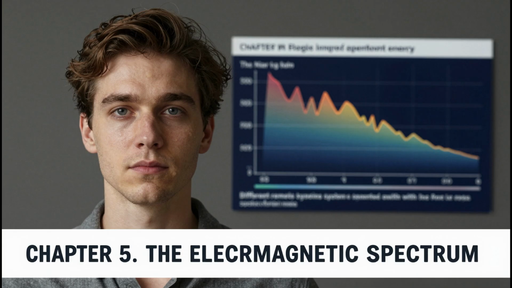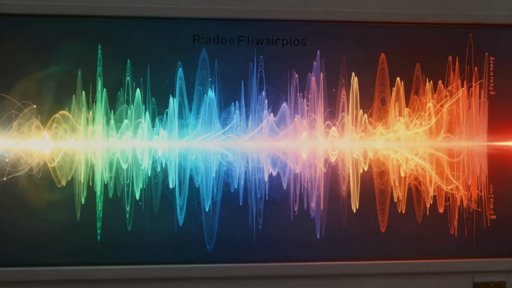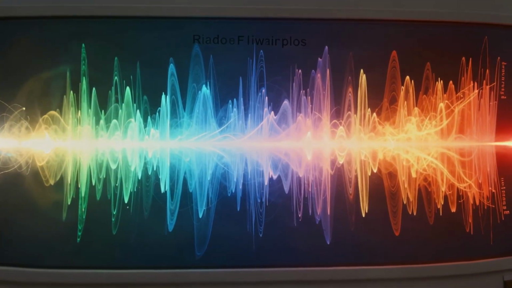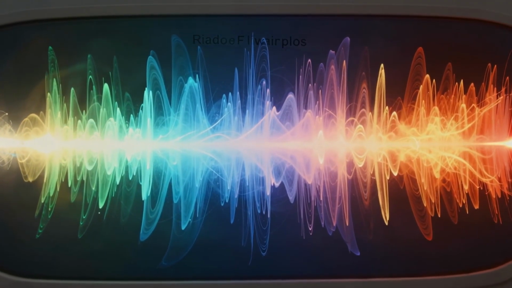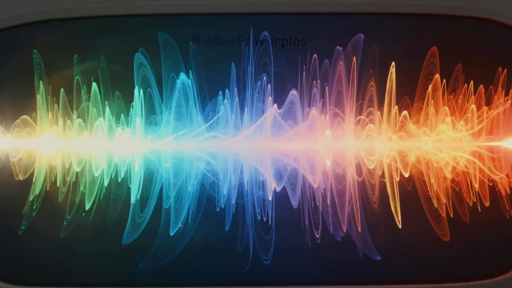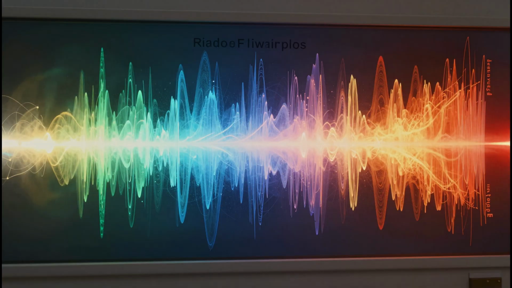Chapter 5. The electromagnetic spectrum. The electromagnetic spectrum represents the entire range of electromagnetic energy. Different remote sensing systems operate within specific wavelength ranges. Key regions include the visible spectrum, near infrared, shortwave infrared, thermal infrared, and the microwave region. Each region provides unique information about Earth's surface. Understanding these regions is essential for interpreting remote sensing data.